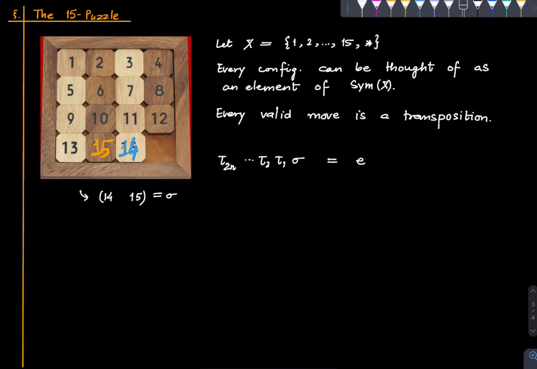Right. So this is a very nice solution to a fairly interesting puzzle. I hope this was clear, and if it isn't clear, then I hope what I have said will help you write down a proper proof.